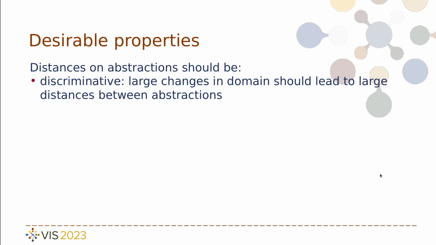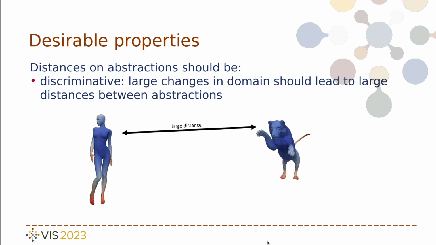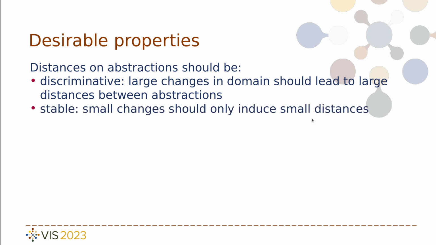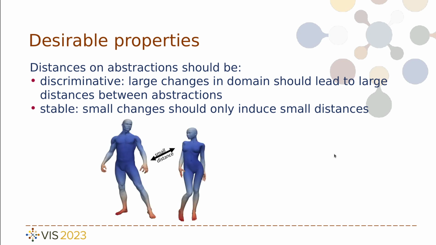Okay, but when we do that, we kind of lose a lot of information. And so we need to make sure that our abstraction is still good. Two properties that we want to have: first, the distance on the abstractions should still be discriminative, which means that if the scalar fields are very dissimilar, if there are large changes, then the distance on the abstraction should also show this. For example, if we have a human shape and a lion shape, there should still be a large distance even on the abstraction. And similarly, we want the distance to be stable, which means that if there are only small changes in the original scalar field, these should only amount to small distances in the abstraction.